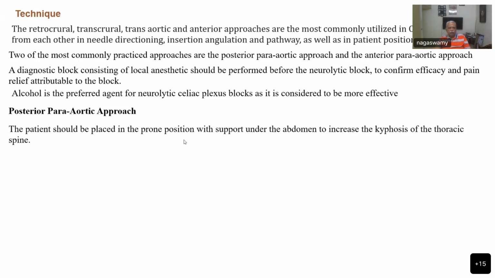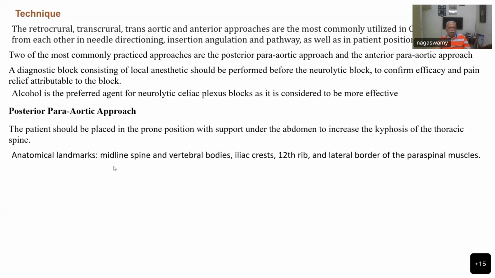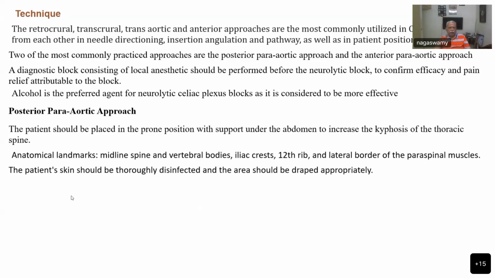The patient should be placed in the prone position with support under the abdomen to increase the kyphosis of the thoracic spine. And anatomical landmarks are the midline spine and vertebral bodies, iliac crest, 12th rib, and lateral border of the paraspinal muscles. These are all the structures that we have to first clinically make sure. And the patient's skin is disinfected and the area is properly draped.